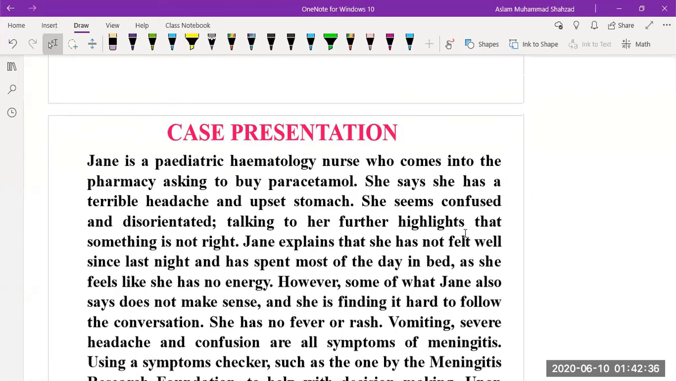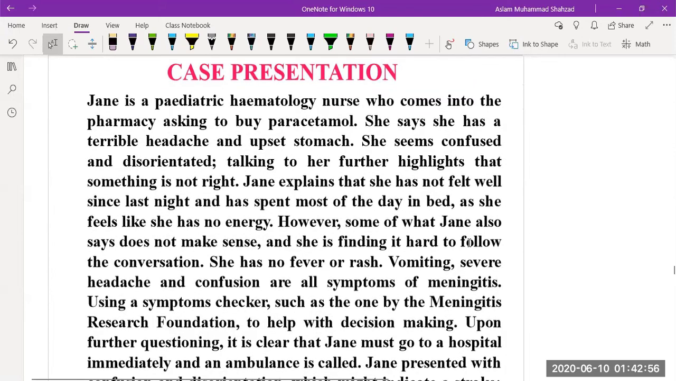Talking to her further highlights that something is not right. Jane explains that she has not felt well since last night and has spent most of the day in bed as she feels like she has no energy. However, some of what Jane also said does not make sense. She is finding it hard to follow the conversation. She has no fever or rashes.